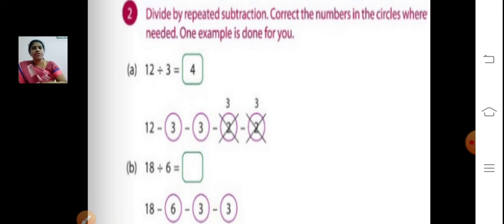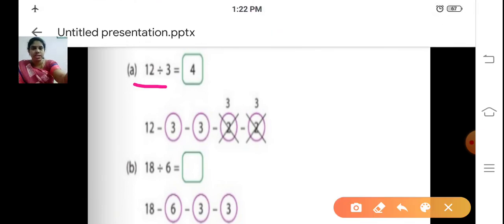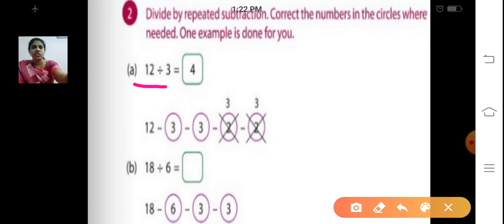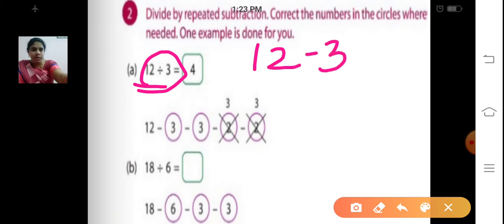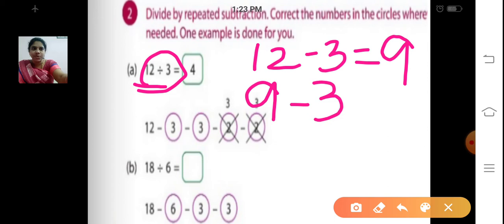One example is done for you. Same sum, 12 divided by 3. So this is different. 12 divided by 3 is equal to 4. So first we will subtract 12 minus 3. What is the answer when you subtract 12 minus 3? It's 9. So again from this 9 we are going to subtract 3.